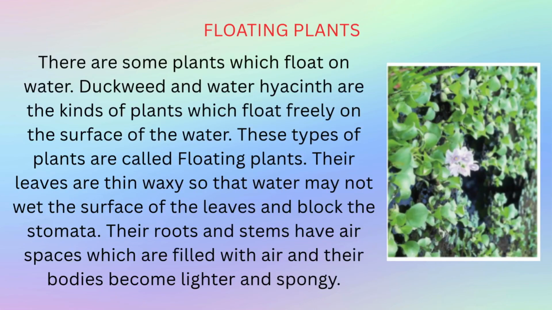Floating plants. There are some plants which float on water. Duckweed and water hyacinth are the kinds of plants which float freely on the surface of the water. These types of plants are called floating plants. Their leaves are thin, waxy, so that water may not wet the surface of the leaves and block the stomata. Their roots and stems have air spaces which are filled with air and their bodies become lighter and spongy.